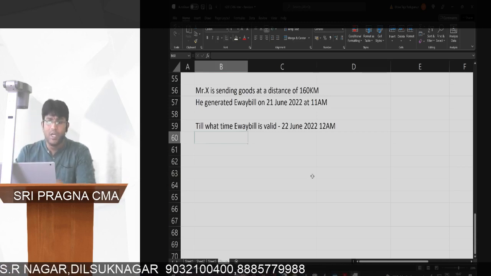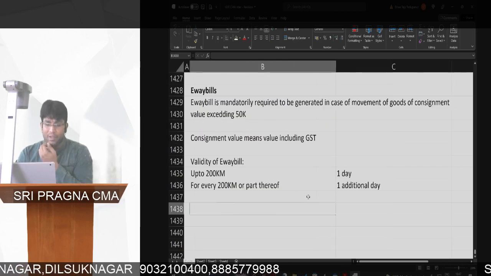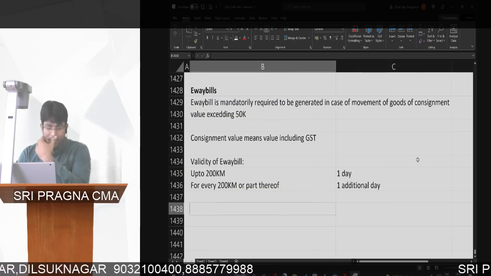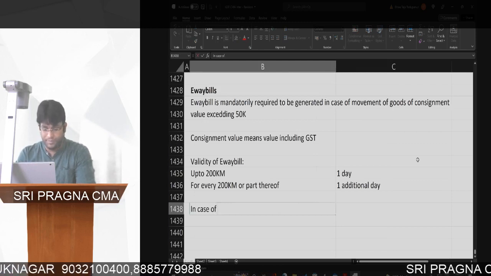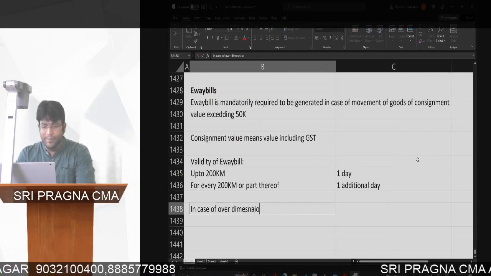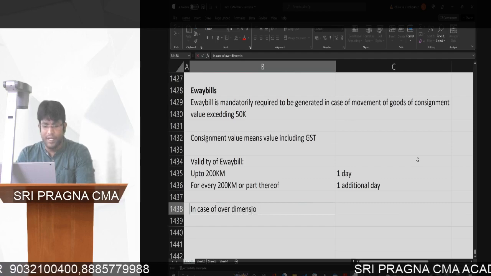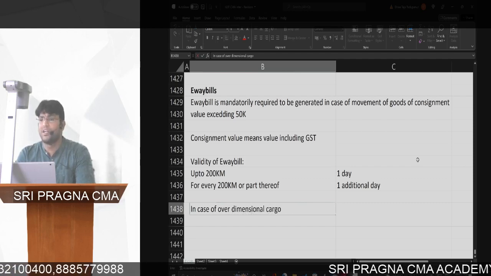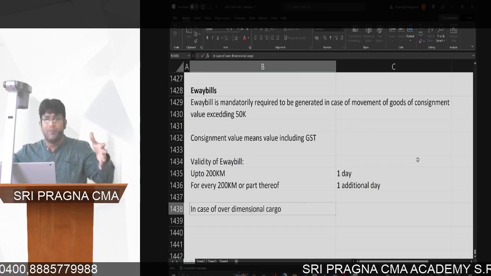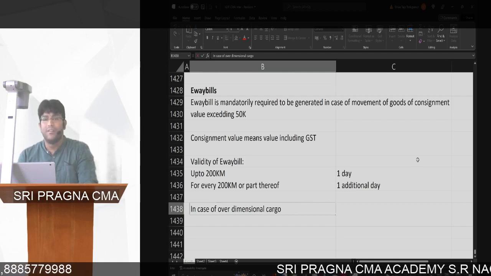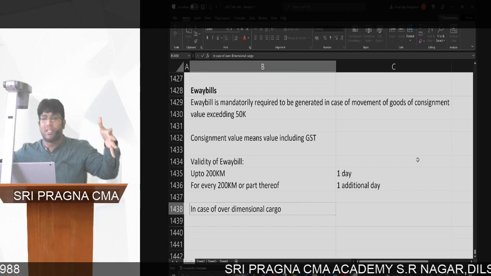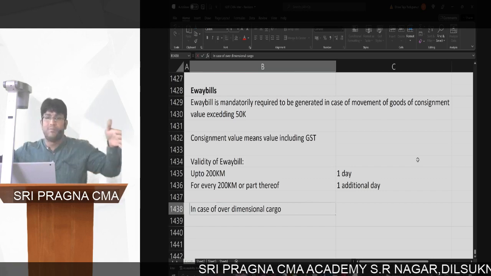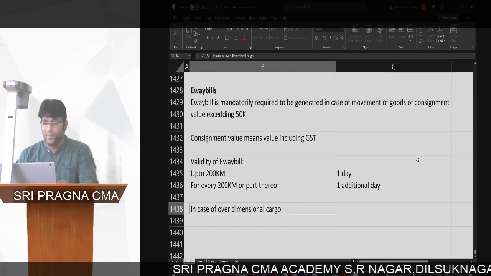Everybody getting clarity? So up to 200 kilometers one day, and for every 200 kilometers or part thereof, one additional day. And in case of over-dimensional cargo, I repeat again, over-dimensional cargo, where the cargo size is big, for bigger trucks and bigger vehicles, like when you see cars being brought on big trucks. The vehicle is this much, the backside container is this much.